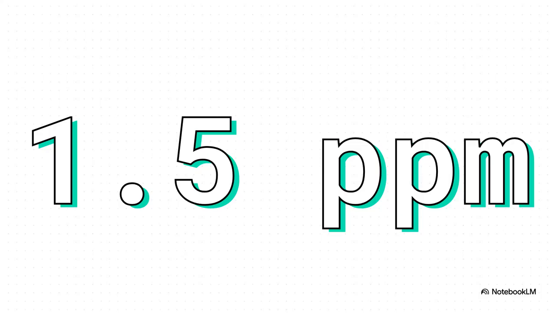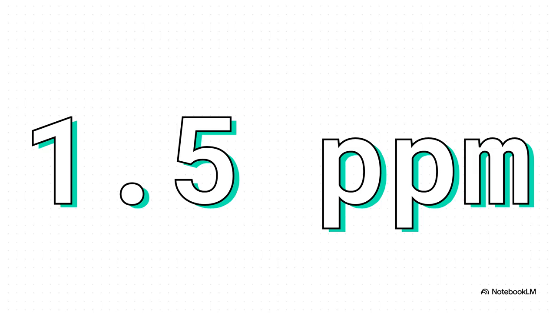But check this out. If you bump that concentration up just a tiny bit to 1.5 ppm, the whole chemical reality shifts dramatically. Your teeth actually become mottled. And if you keep increasing that concentration, there's no way around it. The fluoride literally becomes rat poison. That is how incredibly fine the line is between a medical benefit and a lethal dose.